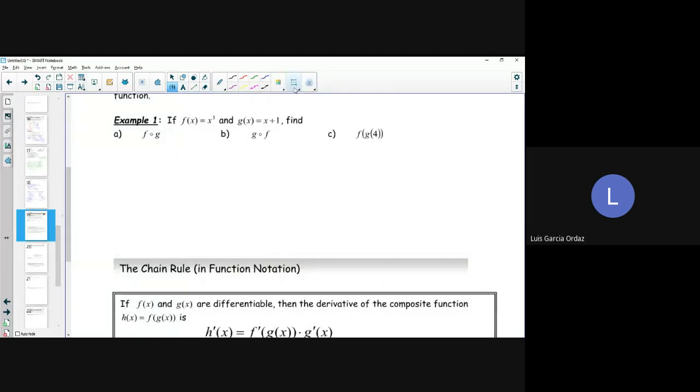So when we have f of g, it is written as f of the inner function g of x. We know g of x is going to be x plus 1, so we're going to get f of x plus 1. Because x plus 1 is contained within f, and f of x has a cube, f of g of x is equal to x plus 1 cubed.